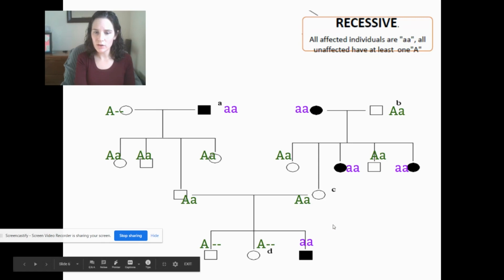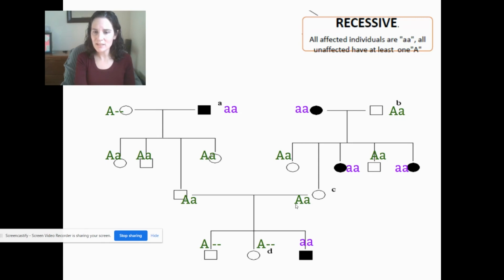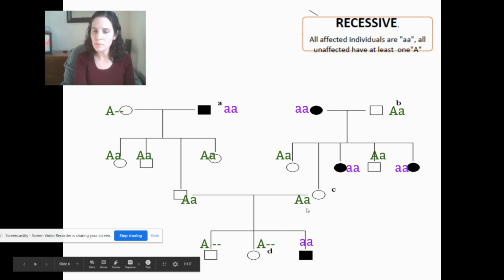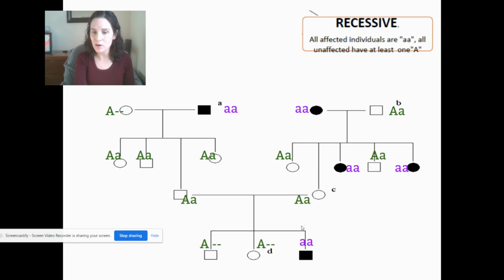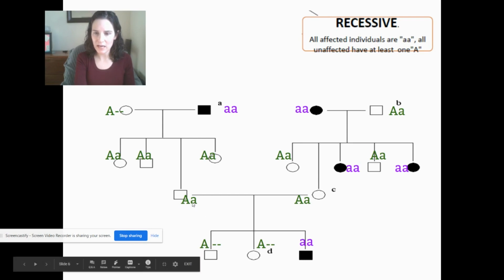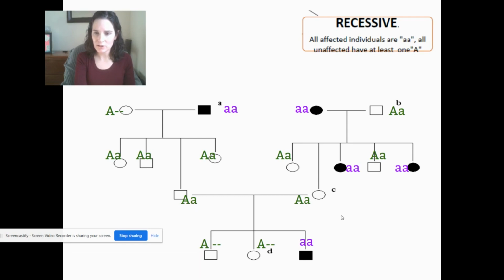Once again, down here at the very bottom, this guy is little a, little a. Both of his parents have to have a big A because they're not shaded in, but we know that he had to get one little a from mom, his other little a from dad. That's how we figured out that section.